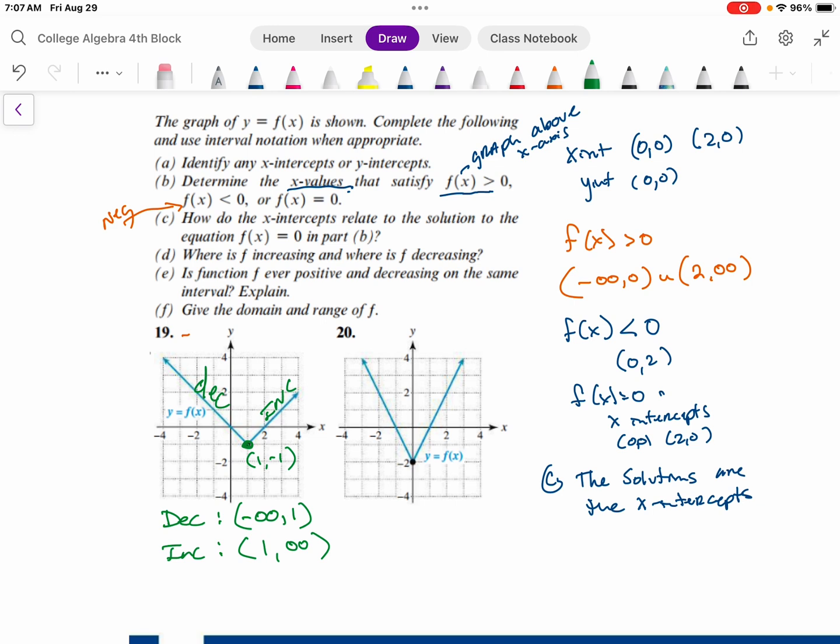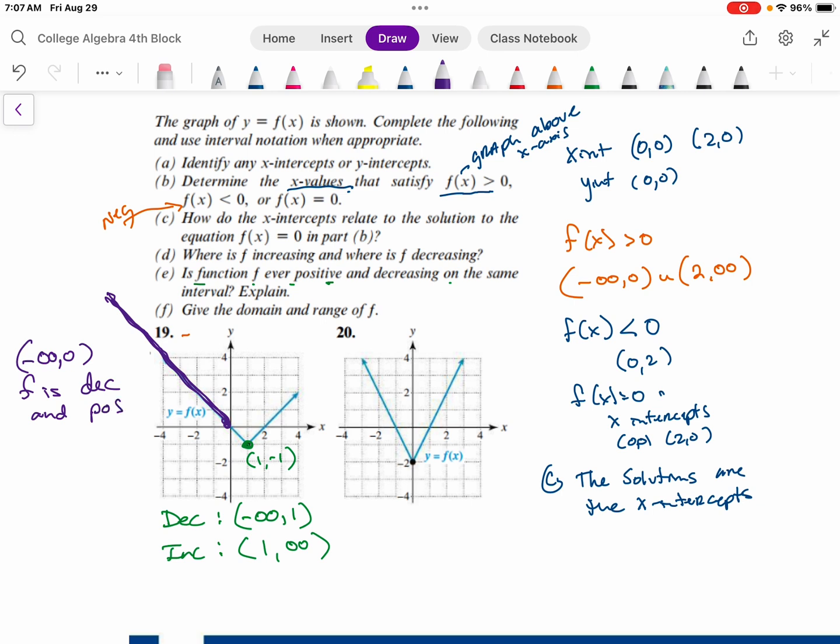All right. Part E, is the function f ever positive and decreasing on the same interval? Sure, that's true. There's a time when it's happened. When we look at it, as I draw in, we are technically decreasing coming in on this side, and the y values are above the x-axis. So technically from negative infinity to 0, f is decreasing and positive.